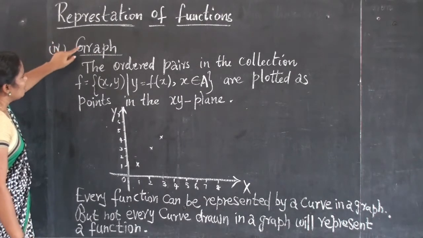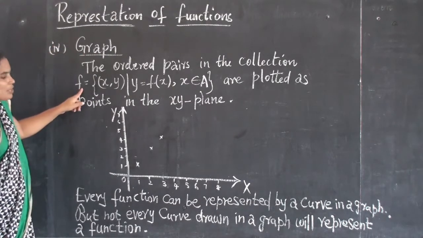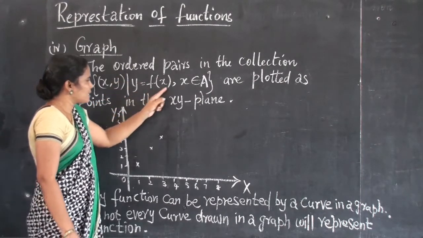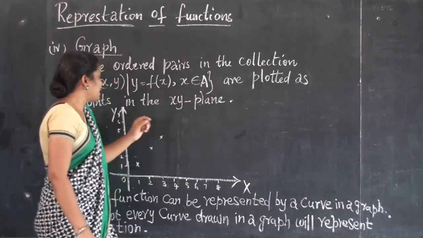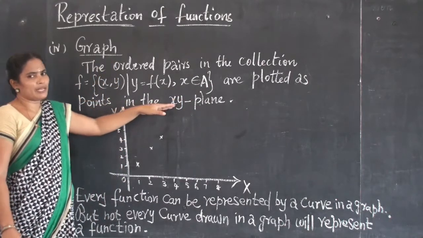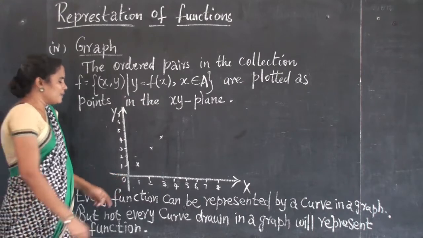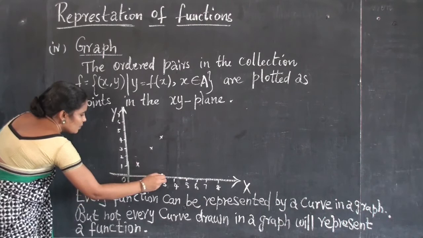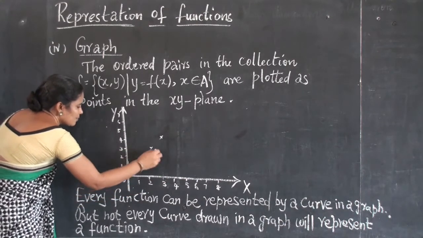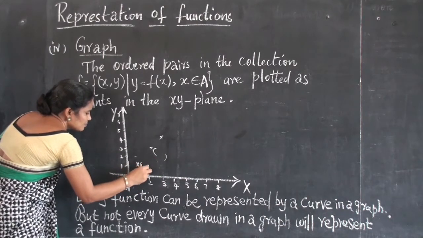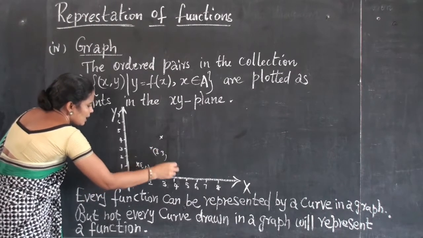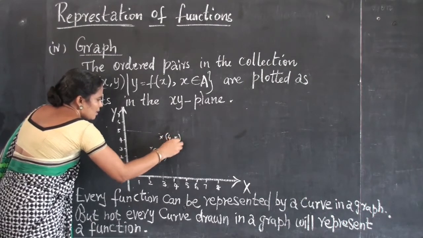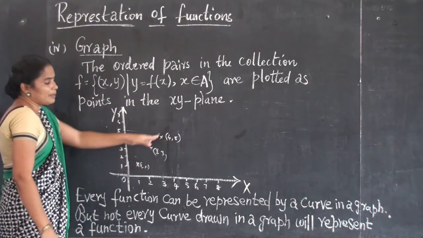In the fourth one, the graph. The ordered pairs in the collection f equal to (x, y) such that y is equal to f of x, x belonging to A, are plotted as points in the xy plane. As you know already, on the graph with x-axis and y-axis, we plot the points (1, 1), (3, 3) and (4, 5). We need not join the points.